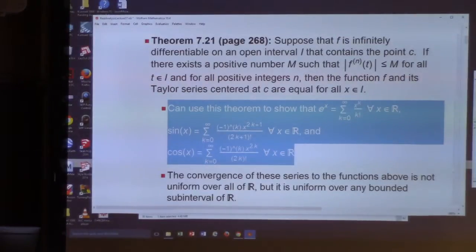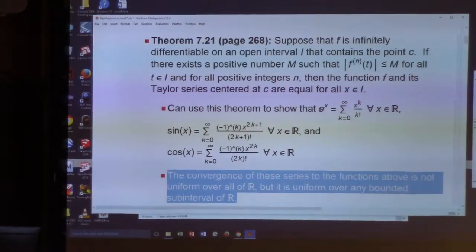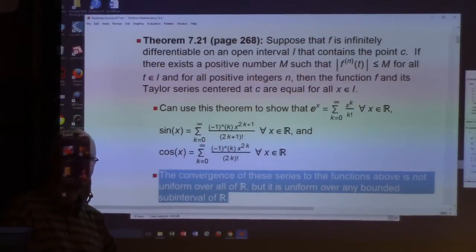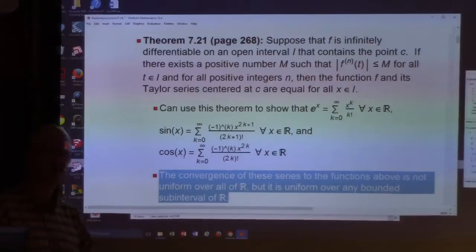It's not uniform convergence, but it is uniform convergence over any bounded subinterval for these examples. With other examples like 1 over 1 minus x, it's not uniform convergence over the entire interval of convergence, but over any compact subinterval, for example. Okay? So, just mentioning this for a few minutes, it is a big deal. We didn't really spend time on it because I wanted to get to chapter 8. But it's a big deal, this thing right here.